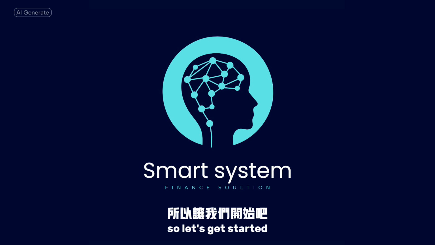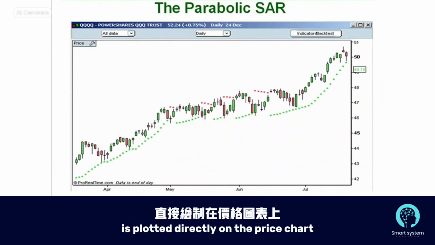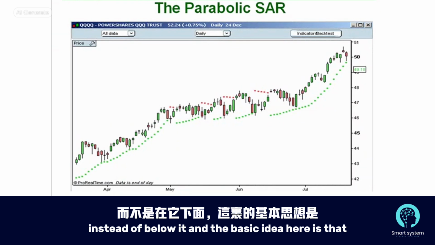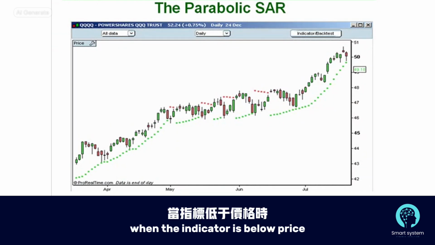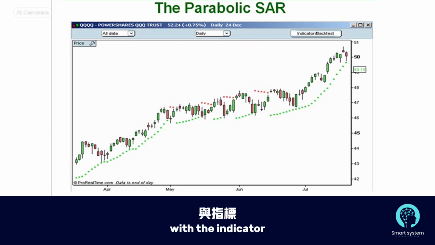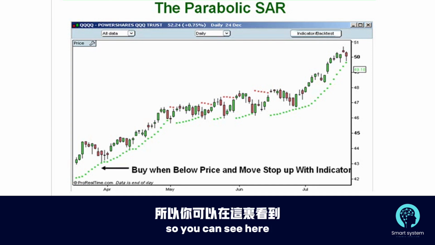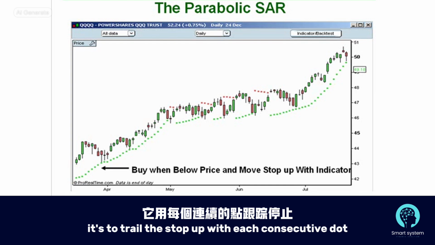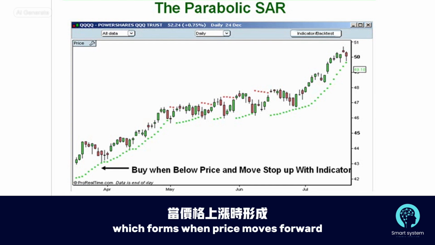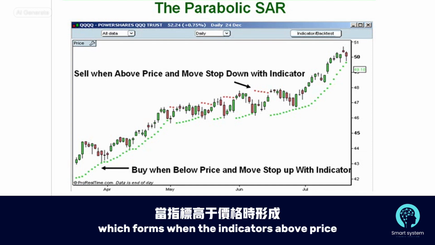So let's get started. The Parabolic SAR is an indicator that, like Bollinger Bands, is plotted directly on the price chart instead of below it, and the basic idea here is that when the indicator is below price, you should be long and trailing your stop up with the indicator. When the indicator is above price, you should be short and trailing your stop down with the indicator. So you can see the general idea here is to trail the stop up with each consecutive dot, which forms when price moves forward, and here to trail it down, which forms when the indicator's above price.